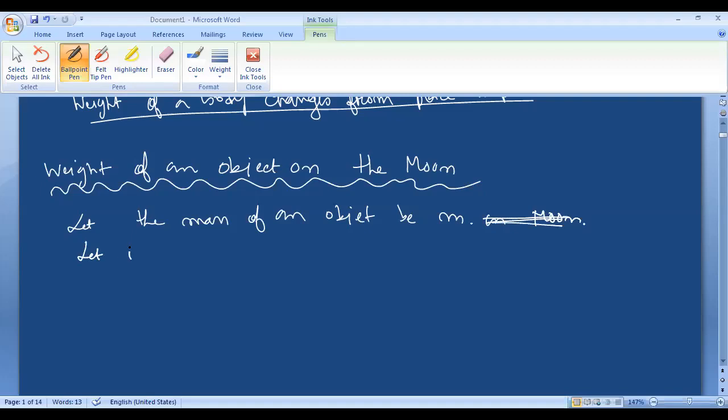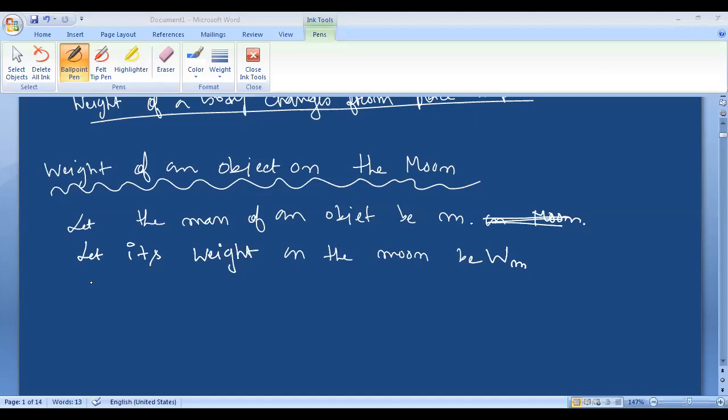Next write down: let its weight on the Moon be W suffix m. Let its weight on the Moon be Wm.